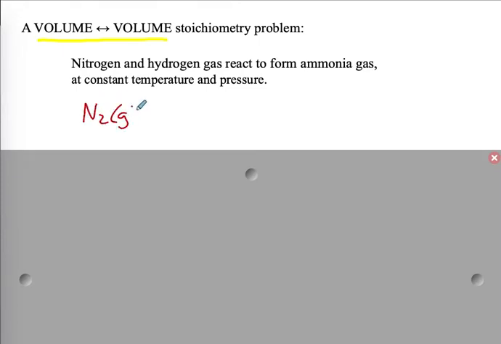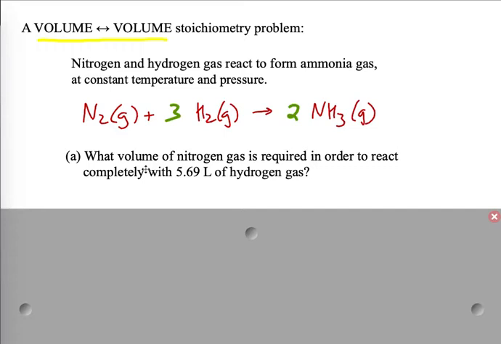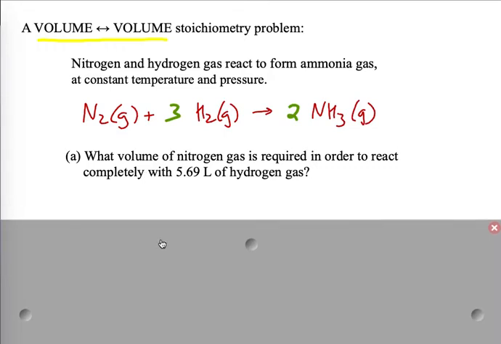Nitrogen gas and hydrogen gas are both diatomic molecules, and ammonia has the formula NH3. These are all in the gas phase, and I'll balance them by putting a coefficient of 2 there and a coefficient of 3 here. My first question is, what volume of nitrogen gas do I need to react completely with 5.69 liters of hydrogen gas at constant temperature and pressure?